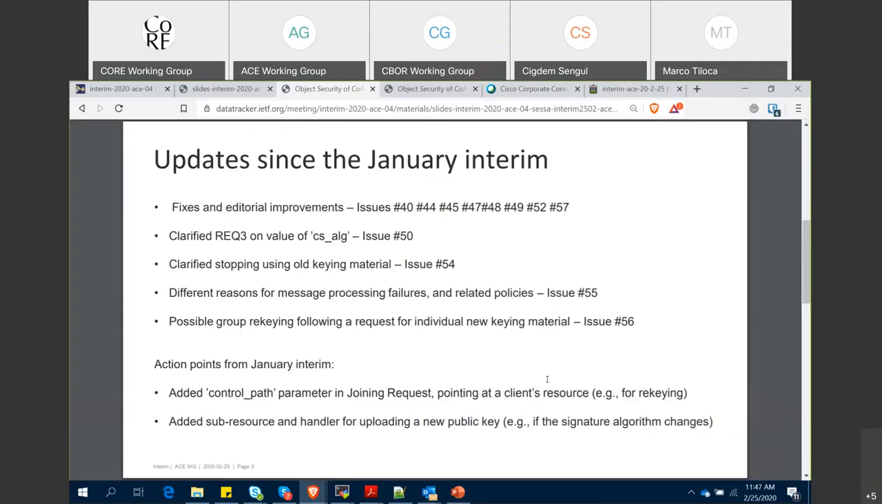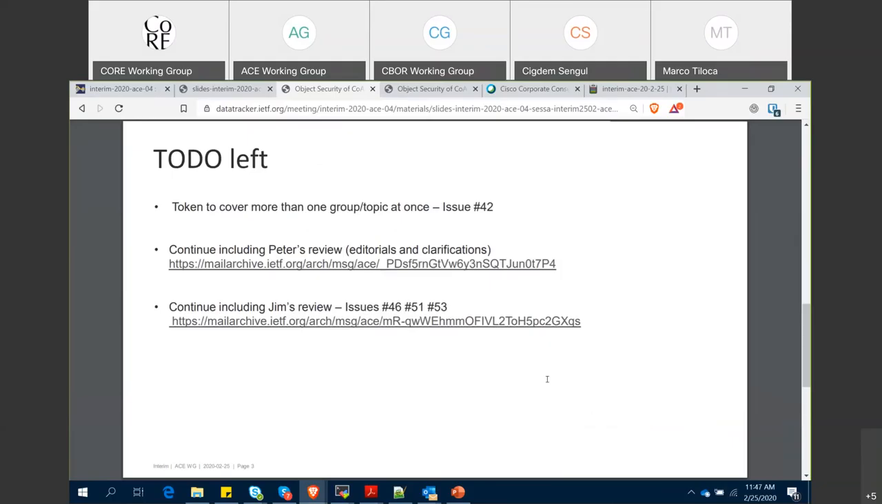If you can move to the next slide, there is just one big open point I can think of, other than continuing to process a few points left in Jim's review and in Peter's review. As to the first open bullet point, that's something we resumed discussing yesterday and this morning, depending on the time zone, with Jim. We were considering already at the previous interim to improve scope, to cover at once not only one topic group, but multiple at once. And we seem to agree already on a format that can work that way.